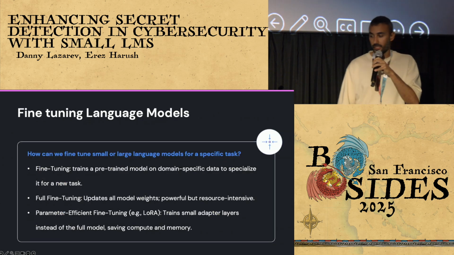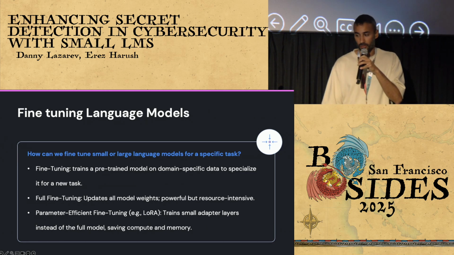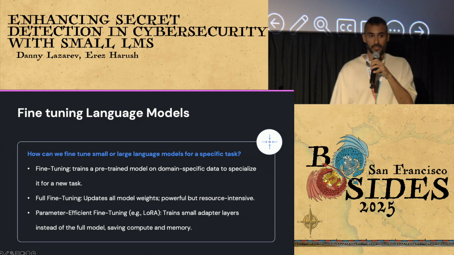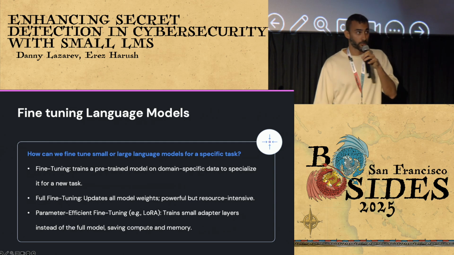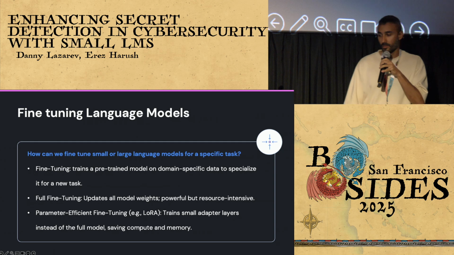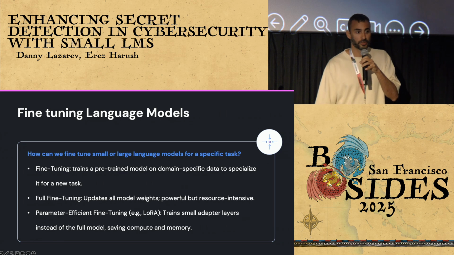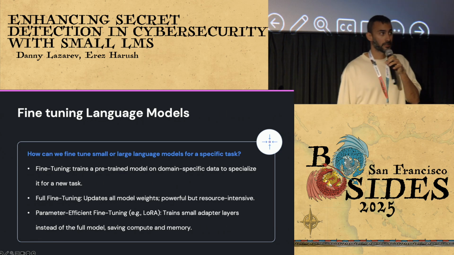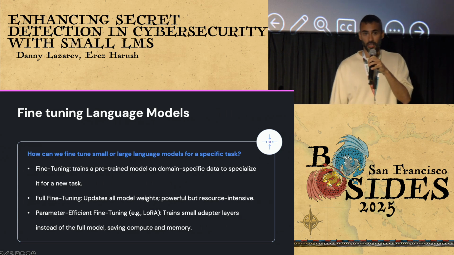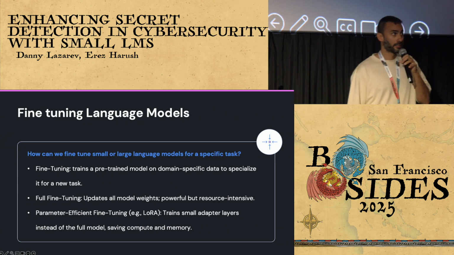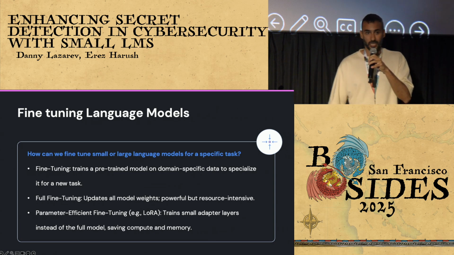So for fine-tuning a language model, we define the task we want, take a pre-trained model on a domain, and specialize it to our new task. There are two main ways we can do that. The first is full fine-tuning, which updates all the model weights. It's powerful, but it requires a lot of resources and is probably really costly. Even a small language model has 1 billion, 500 million, or 3 billion parameters, and that's a lot of weights to change, and you need a lot of GPU time.